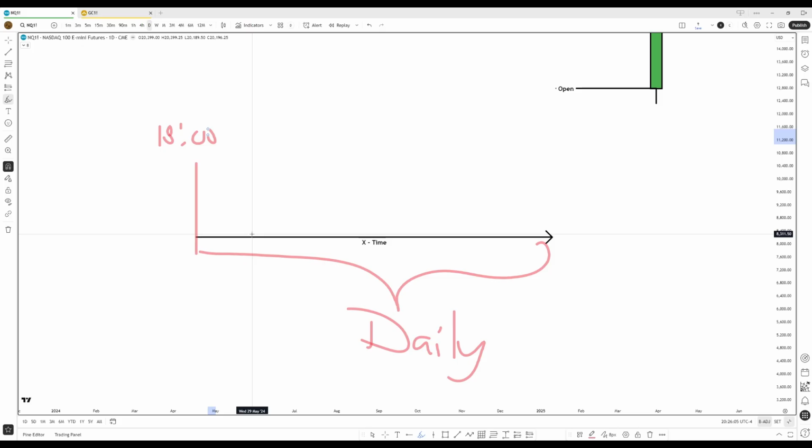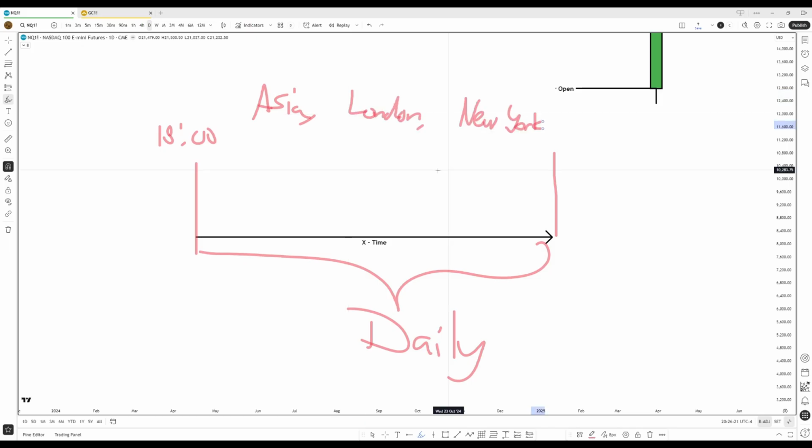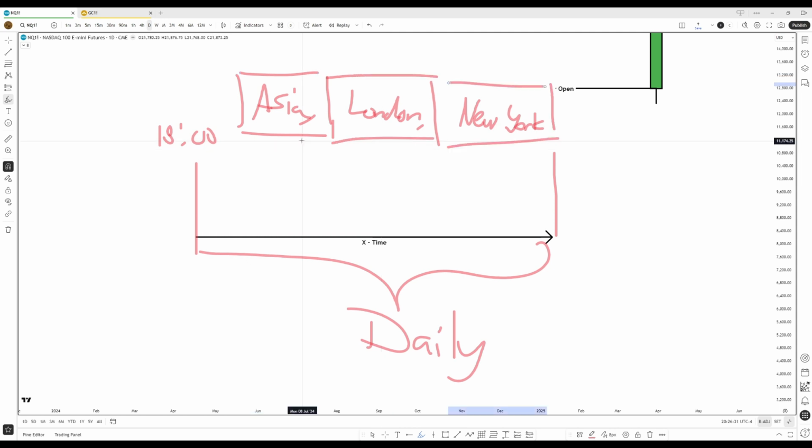We have Asia, we have London, and then we have New York. In the charts, these three sessions are separate sessions. So let's make a little box next to each other. Every session has the same structure every day. Asia has the same open every day, same close of the session. London has the same open, same close, and New York has the same open and the same close.